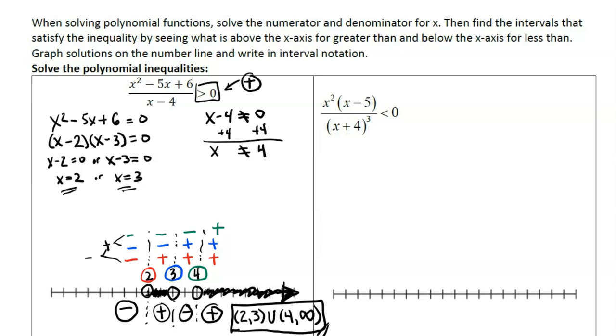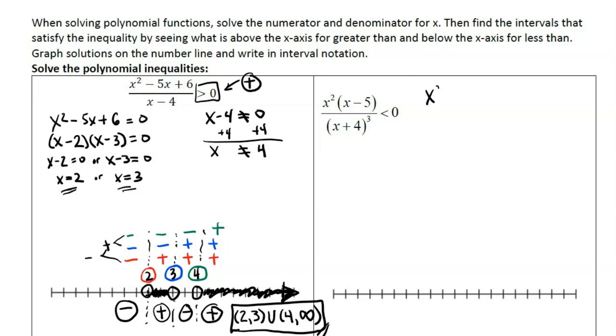This last example, we've got x squared times x minus 5, and then it's all over x plus 4 raised to the third power. So even though we've got x squared as a factor twice, we basically just have 3. Even though x plus 4 is raised to the third power, we have that as a factor 3 times. We really just have the 3 factors, so we can just look at this as those 3 numbers.